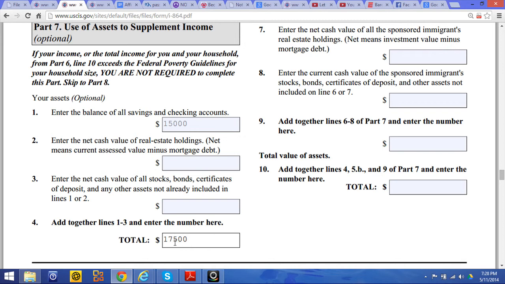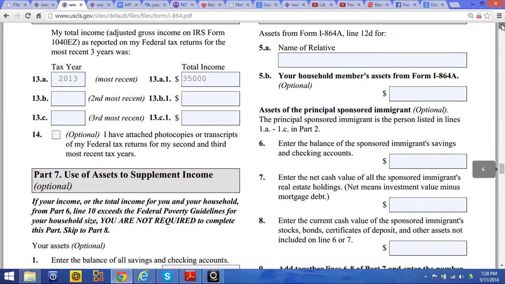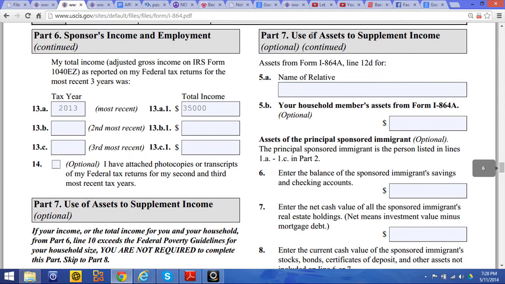Now the next step is item 5, use of assets of supplemental income. This is where you would put the assets of other members in your household size. Let's say you add your boarder to your household size. You will put the name here, and here you will indicate the total. Let's say the total value of your boarder's assets is 1,200, just an example.